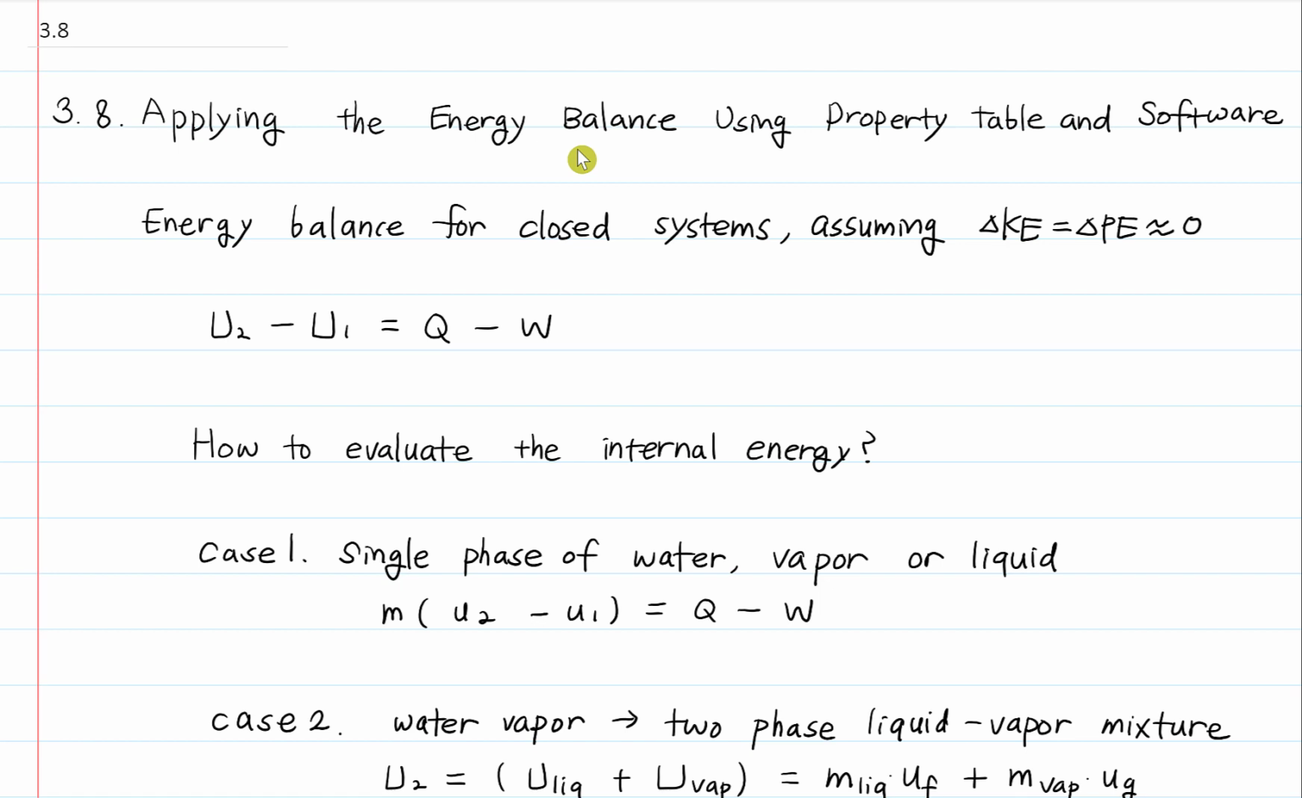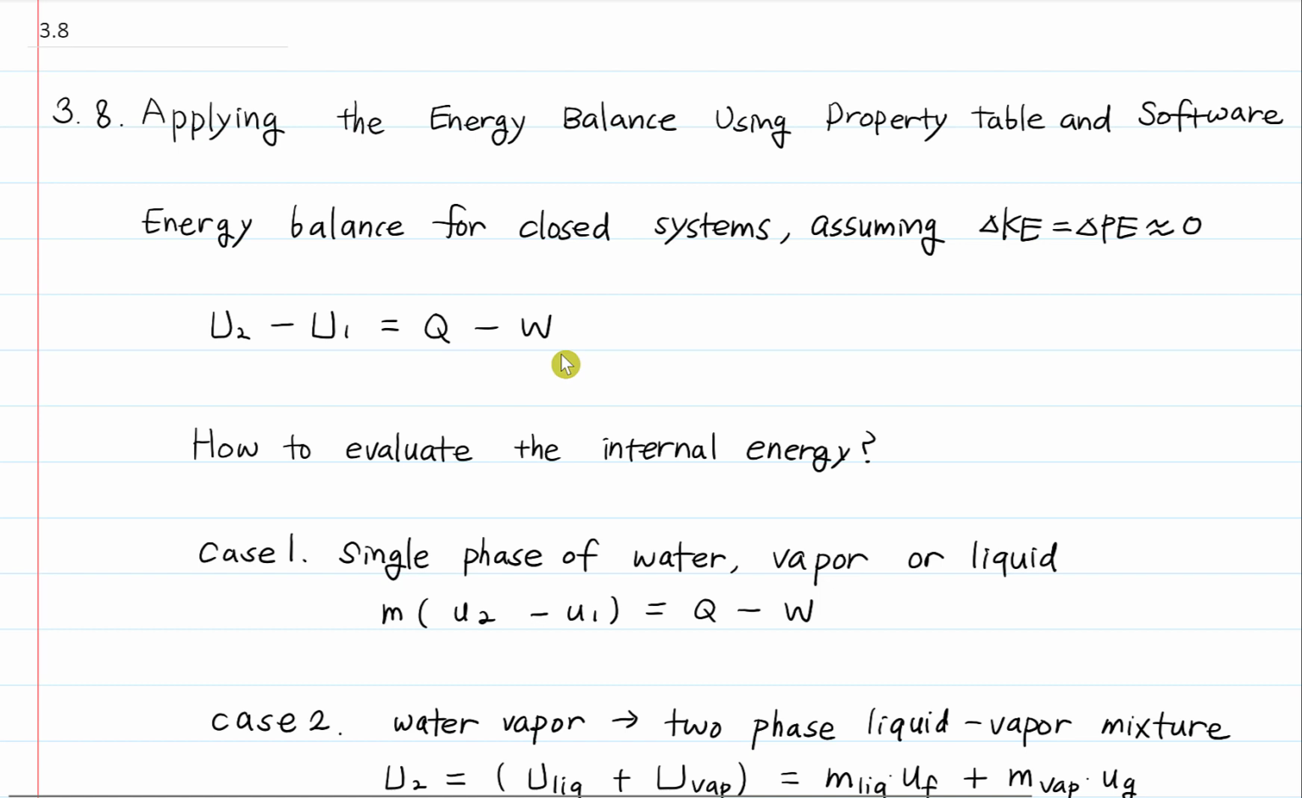Energy balance equations simply state the conservation of energy. Closed system indicates there is no mass crossing the system boundary. The energy balance relation for a closed system is expressed here.